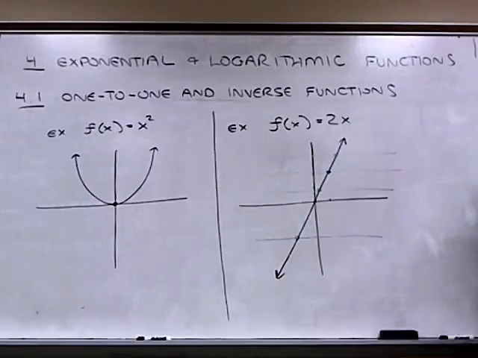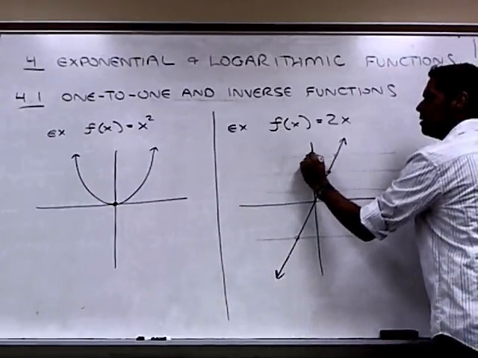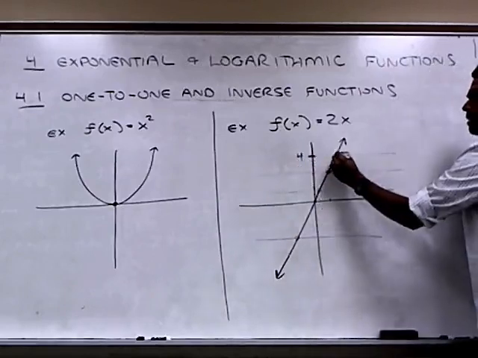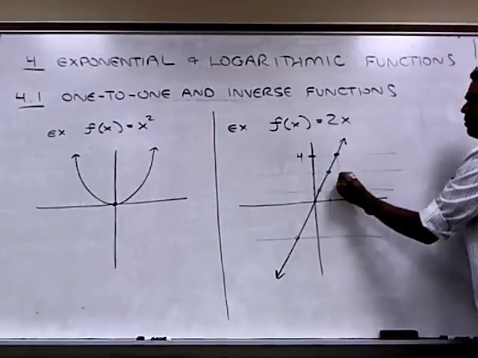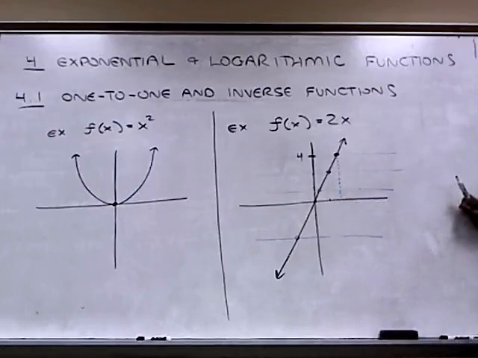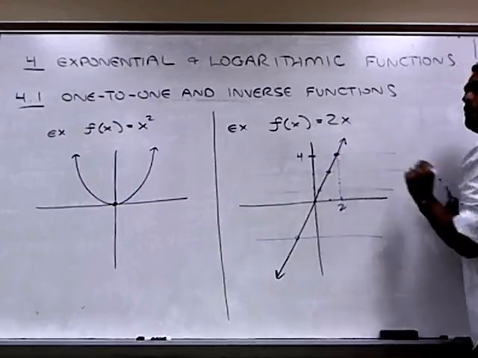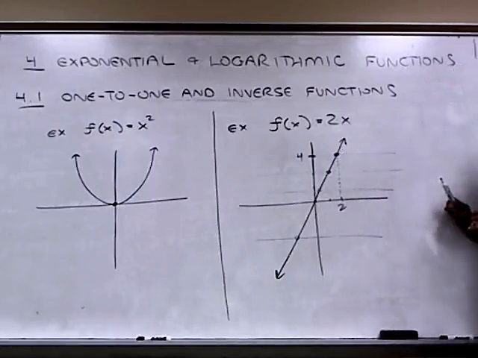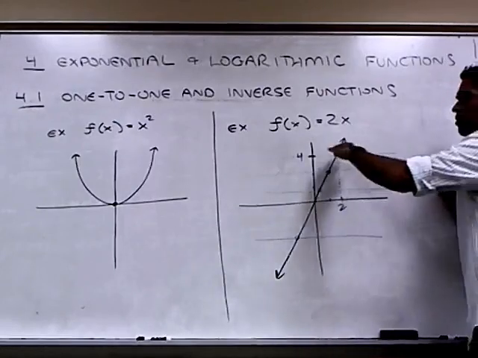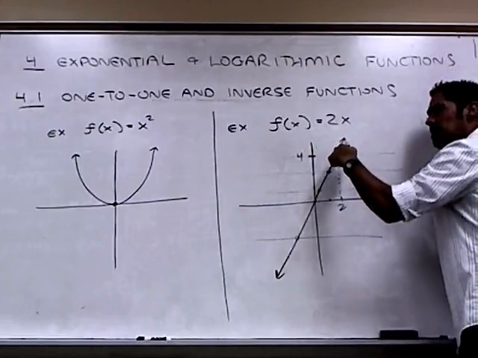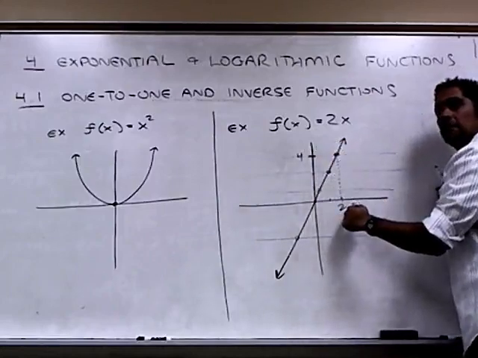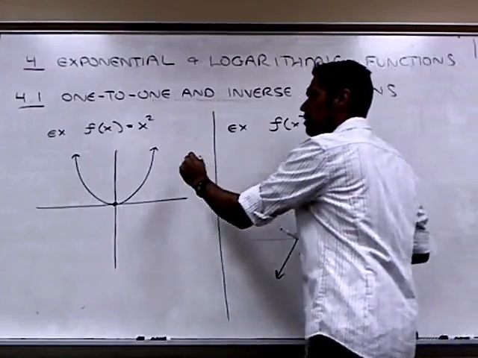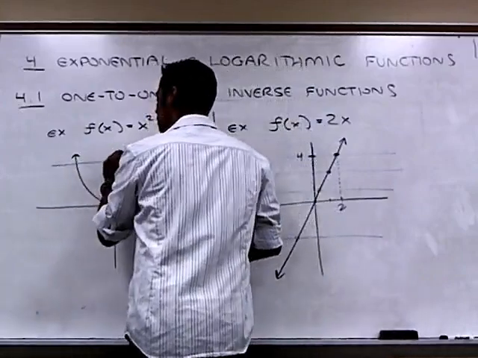Now, why does that matter? Well, think about it. Let's say that this line up here, this was 4, okay? This is 4 units high. Can you tell me where that came from? What? 2, right? 2 would spit out 4. Yes? So by drawing a horizontal line and only hitting once, that means that there's only one place it came from. Yes?